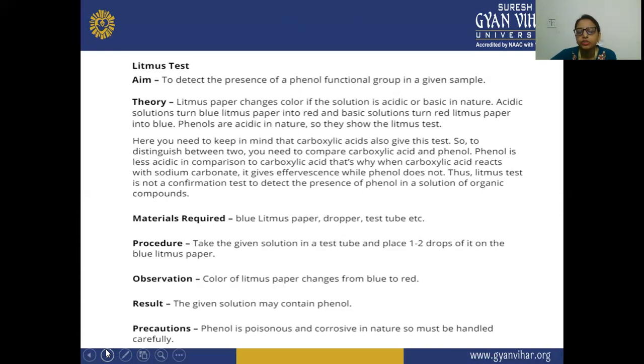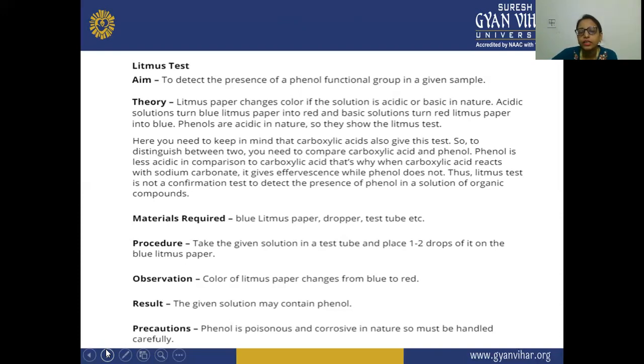Same, a basic solution turns red litmus paper blue. If we dip that paper in the basic solution, it will turn blue. After that, if we dip that blue litmus paper in an acidic solution, it will turn red. Same thing in a basic solution.